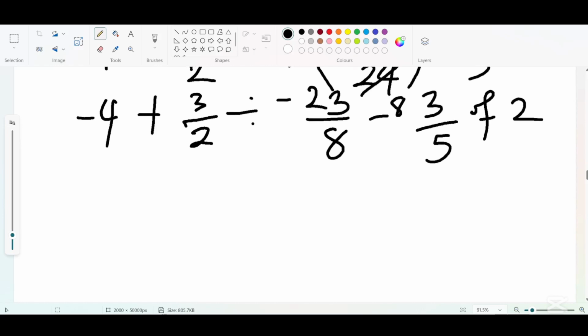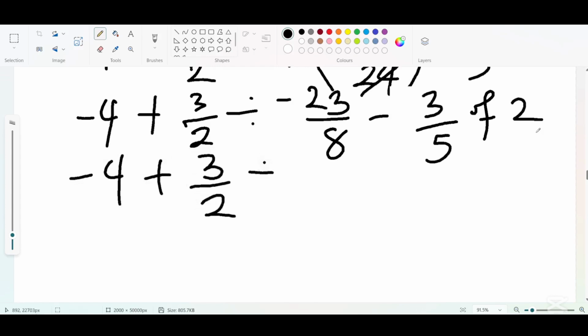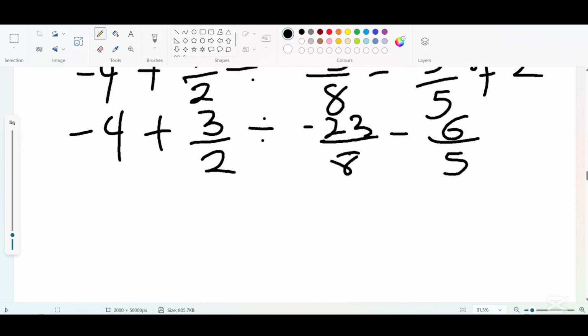So the next thing we want to look at is the of, which is the next thing after brackets. So we do the of on this and this together. So it's going to be minus 4 plus 3 all over 2 divided by minus 23 all over 8 minus 3 times 2, that will be 6 all over 5, right? Yeah.